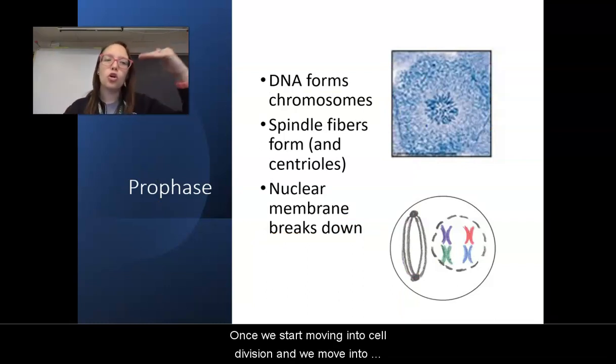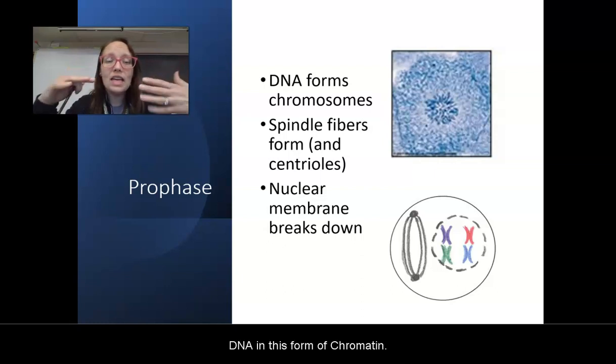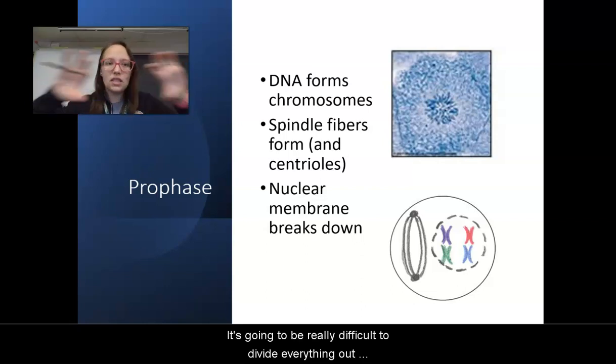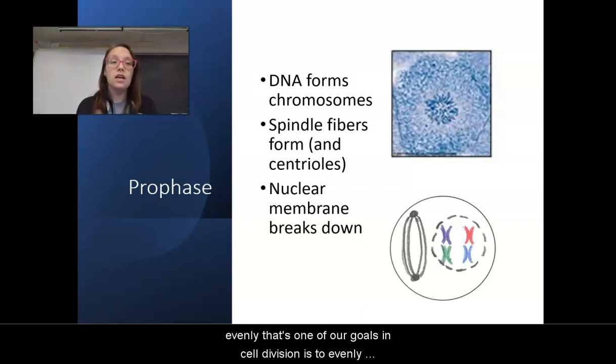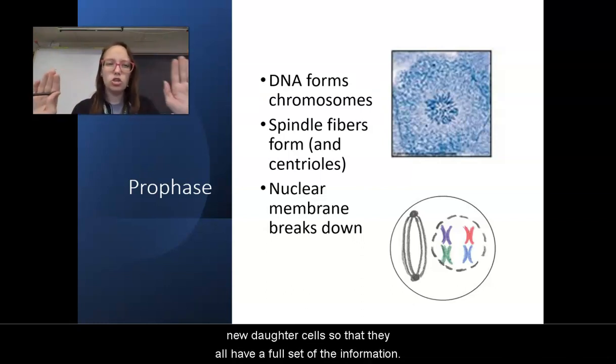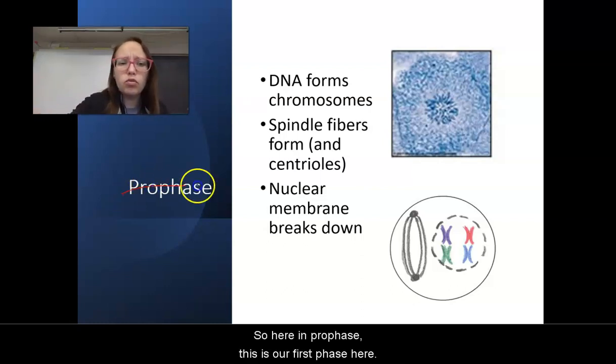But once we start moving into cell division and we move into mitosis, it just doesn't make sense to have our DNA in this form of chromatin. It's going to be really difficult to divide everything out evenly. That's one of our goals in cell division, to evenly divide all that genetic information into each of those new daughter cells so that they all have a full set of the information.